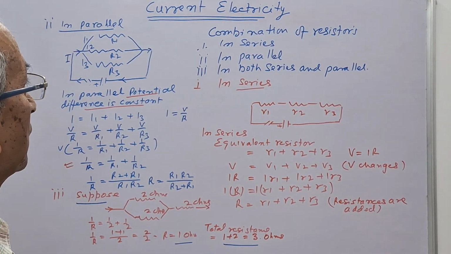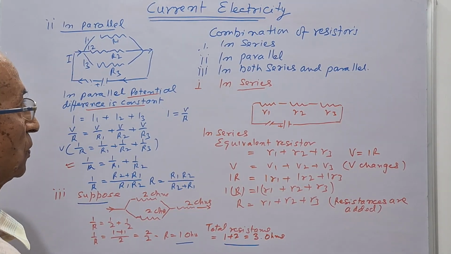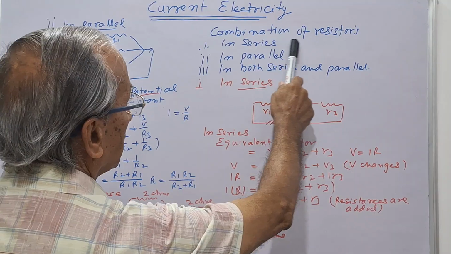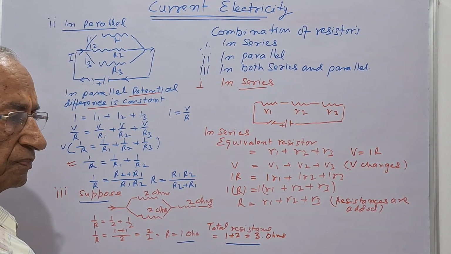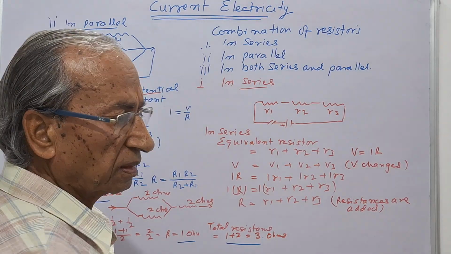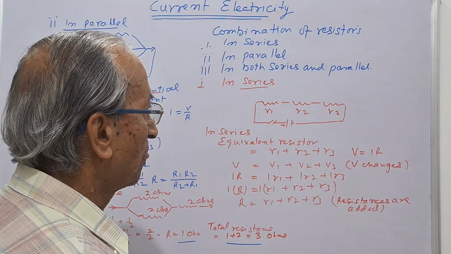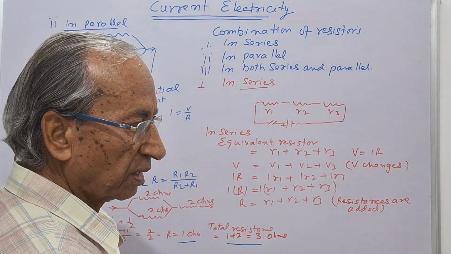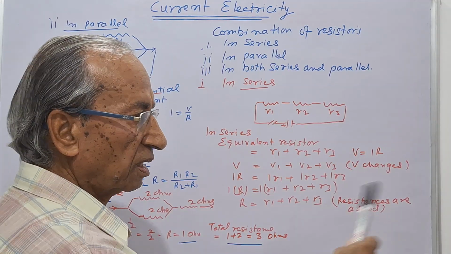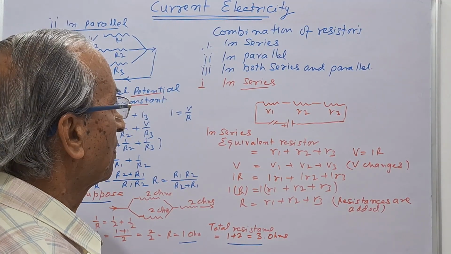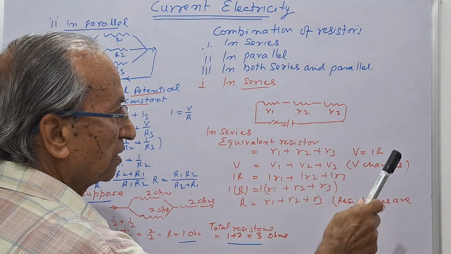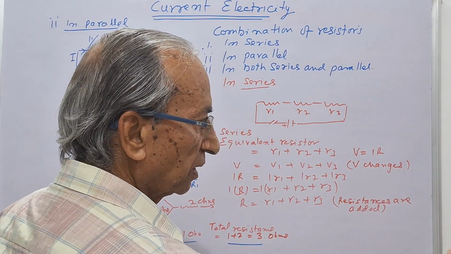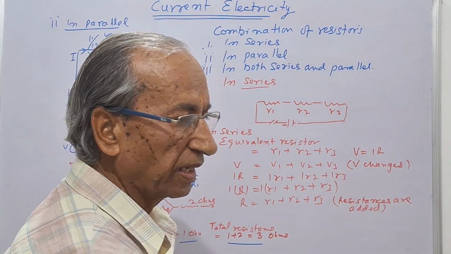Today I will explain the combination of resistors. See, if you are given three or more resistances and you want more resistance or less resistance, then we have to join the resistances in such a form that you get the desired resistance.